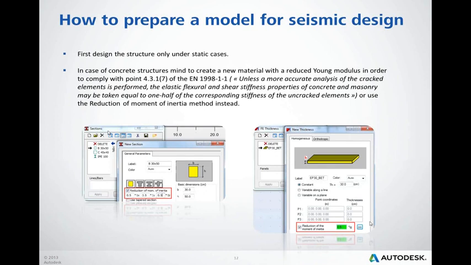How to prepare a model for seismic design? First, design the structure under the seismic case, and then to comply with point 4.3.1.7 of Eurocode 8, concrete with reduced Young's modulus should be used, or reduced moment of inertia instead. Modification of Young's modulus can be done in job preferences.